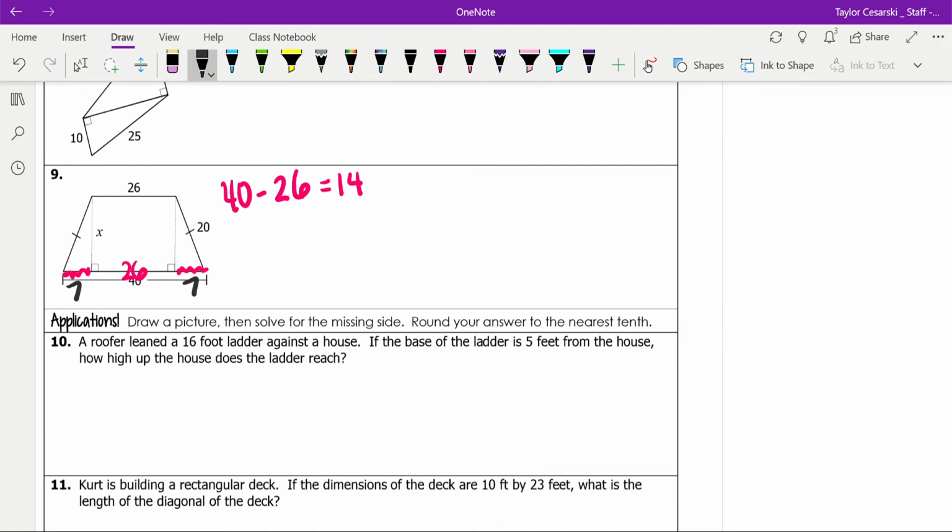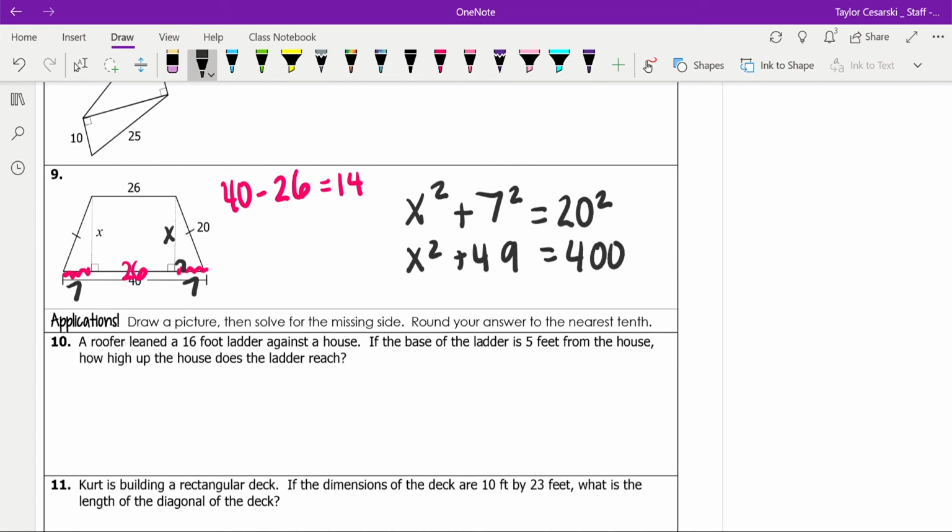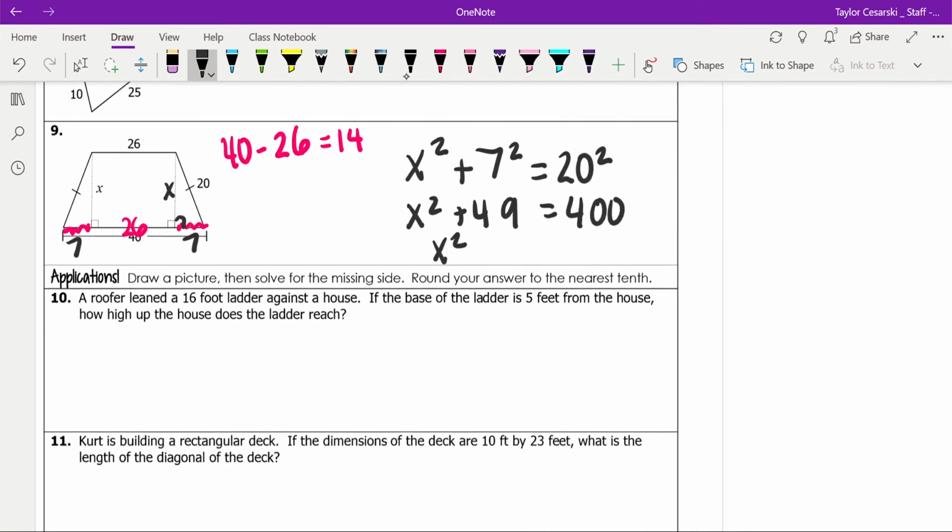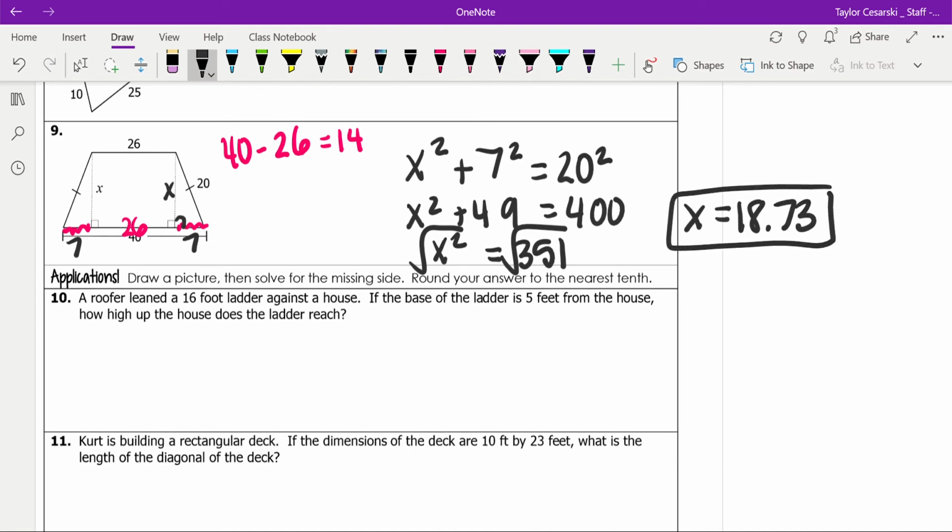All right, now I know that if this is x on the left, this has to be x on the right. So now I have a right triangle formed here with x as one of my legs, 7 as one of my legs, and 20 as the hypotenuse. So x squared plus 7 squared equals 20 squared. So x squared plus 49 equals 400. Subtract 49 from both sides. Take the square root, and x equals 18.73.